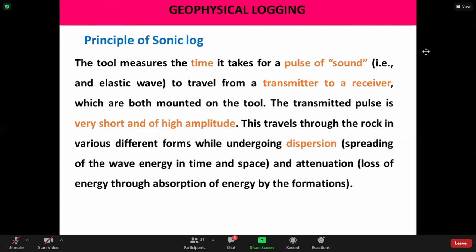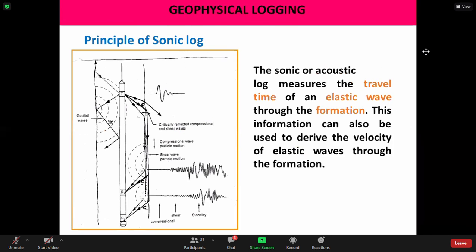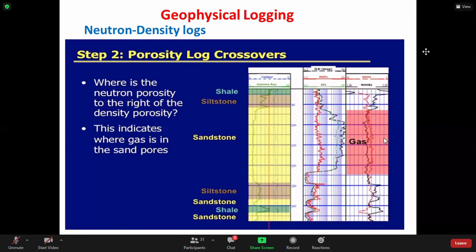My question. Okay. Now, what if neutron is increasing and density is decreasing? What will happen? Like the other way around, like from the beginning part here. Okay. Neutron is increasing and density is decreasing. What can we say about that?